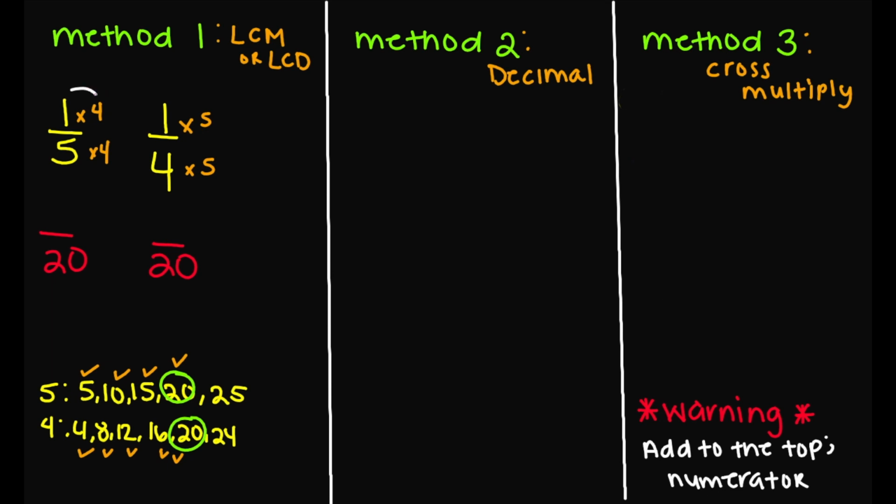So 1 times 4 is 4. 5 times 4 is 20. We already have that in my denominator. 1 times 5 is 5. And then 4 times 5 is also 20. And we already have that in my denominator.